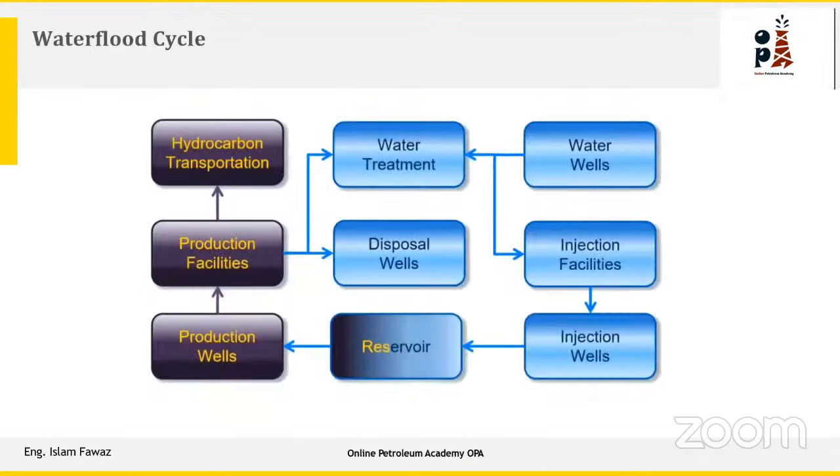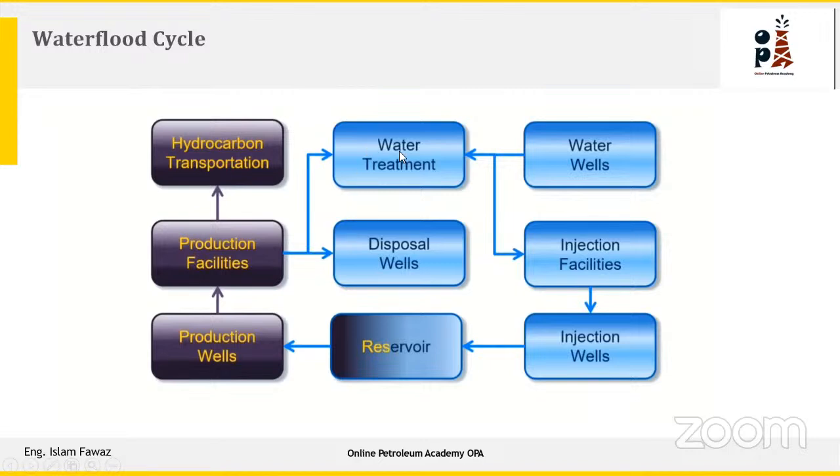So what is the water flooding cycle? The water flooding cycle starts from producing oil and water at the surface, and after producing the oil and water on the surface, we go into the production facilities. From the production facilities, we separate oil and water. Some of the water goes to disposal, and some of the water goes to the water treatment.